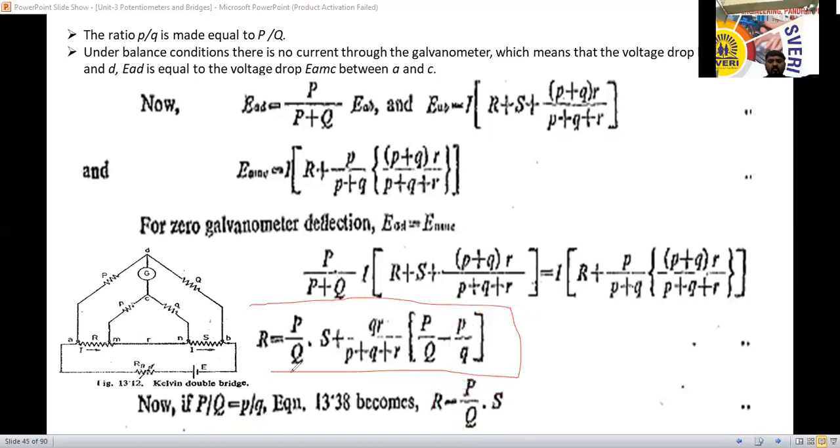Tomorrow we'll solve problems on this. Note down these two equations, all of you, and in the next class we'll take problems on this. Okay, I'll stop here only. We will continue in the next class.